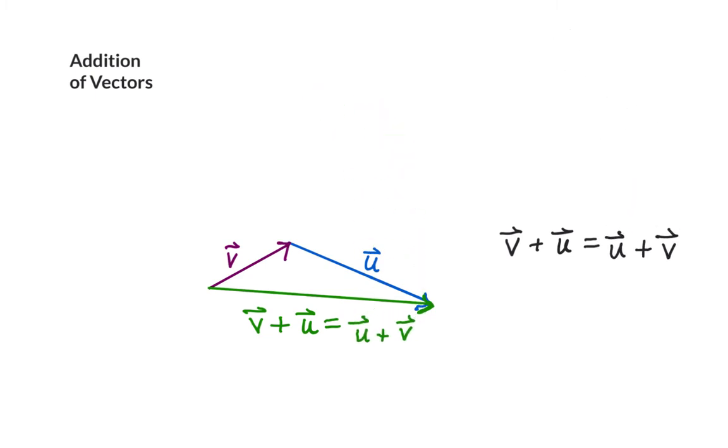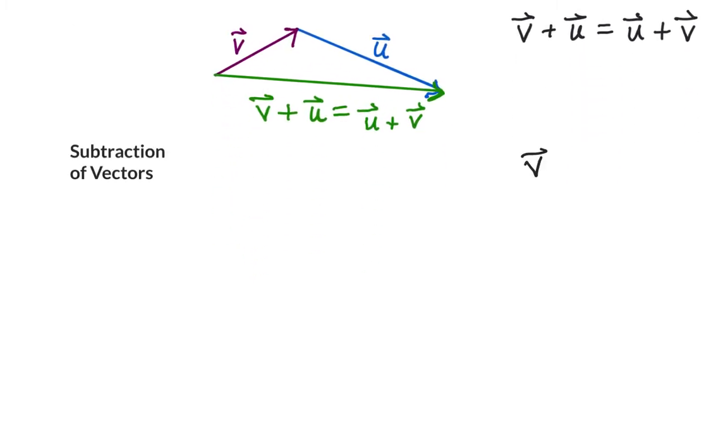Both of those forms are equal. We can also subtract vectors. So let's look at vector u minus vector v. And that can be rewritten as vector v plus the opposite of vector u. So let's see what that looks like.